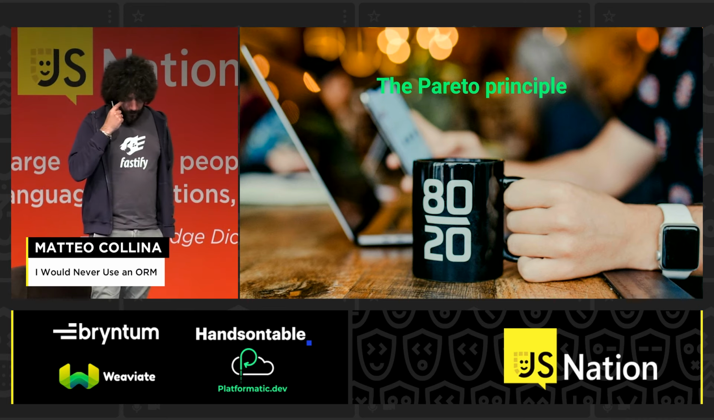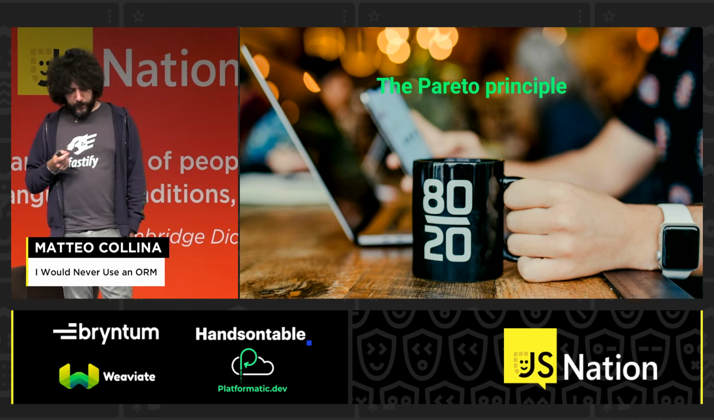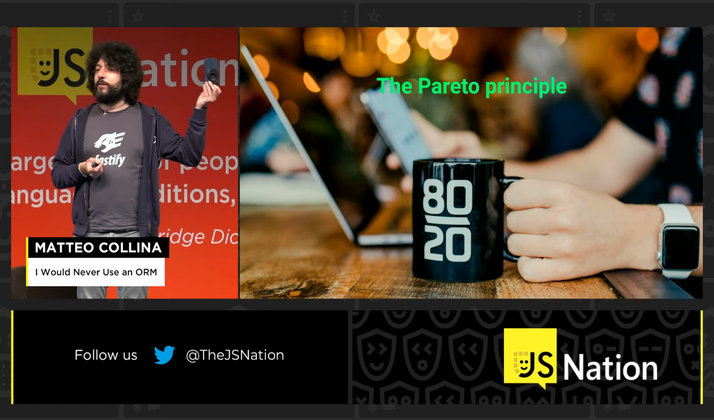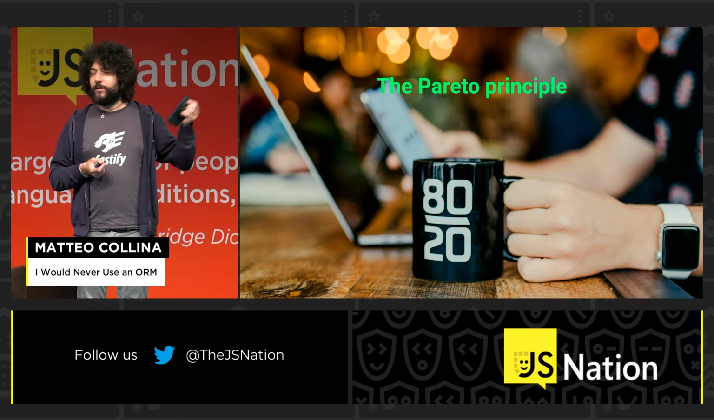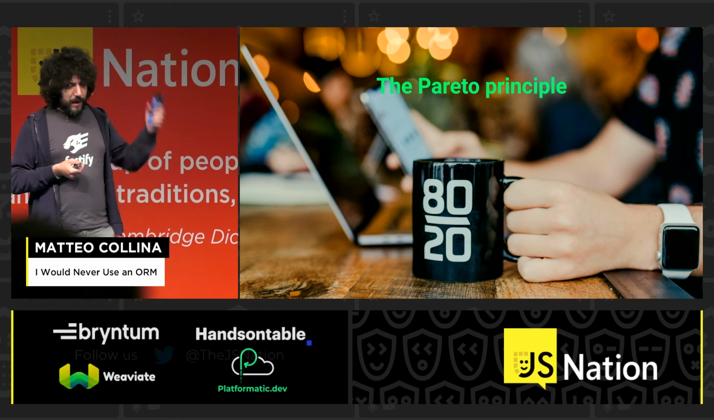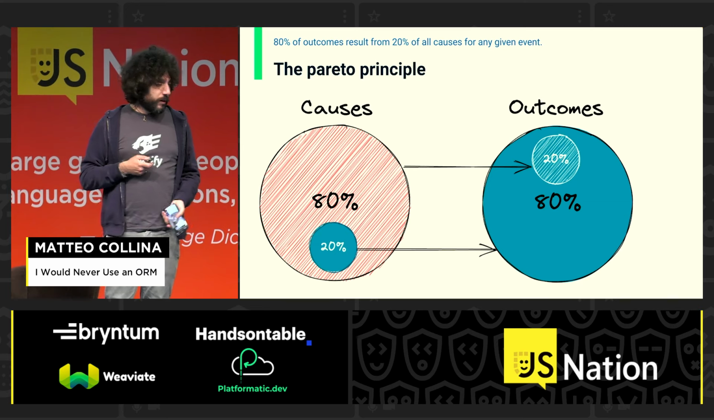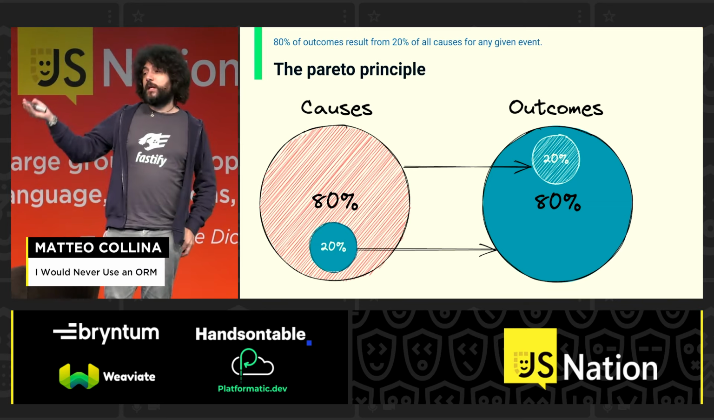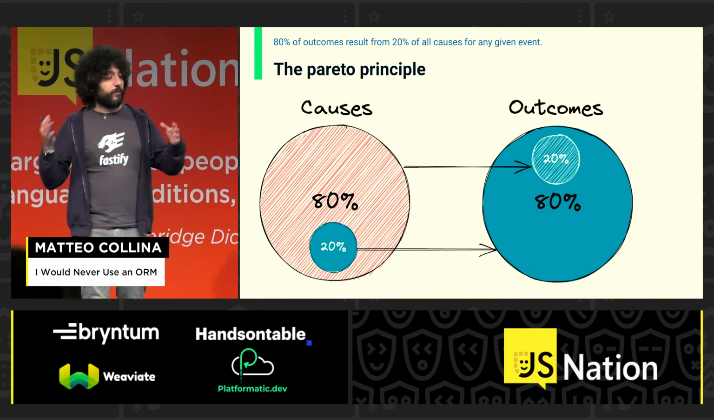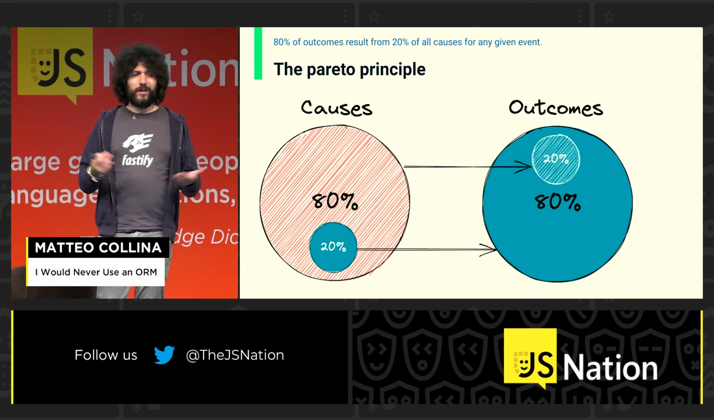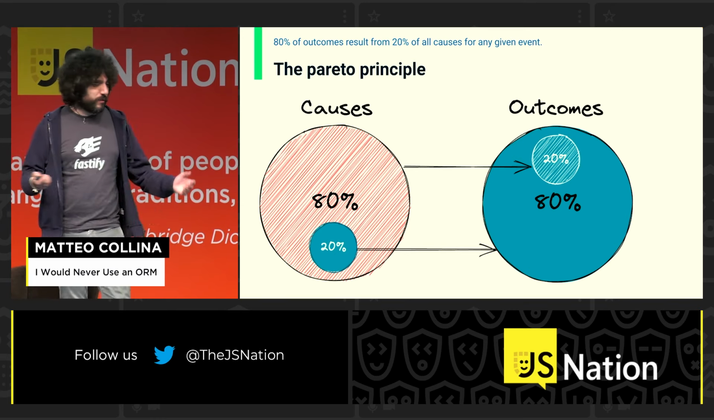So again, why does all of this matter? Do you remember when the iPhone first came out? How many of you were doing software? Everybody thought, oh, this is a game changer. And how does this relate to the Pareto principle? Well, the Pareto principle tells us that 80% of the outcomes come from 20% of all causes for any given event. And what does this even mean for us and why does it relate to the iPhone?